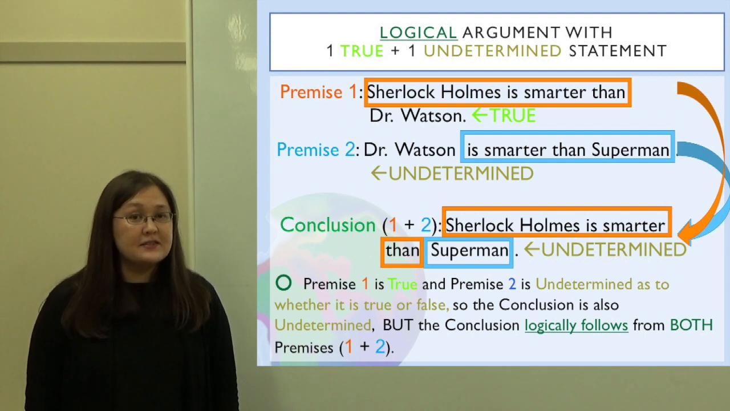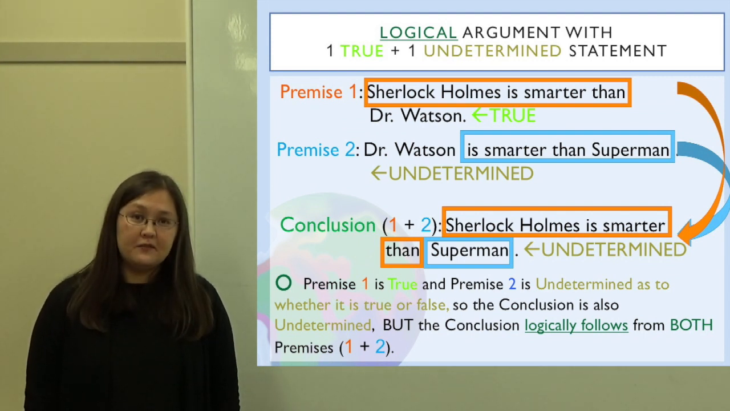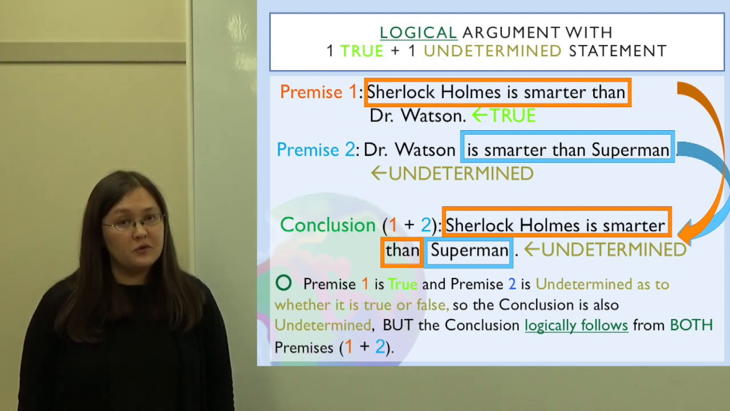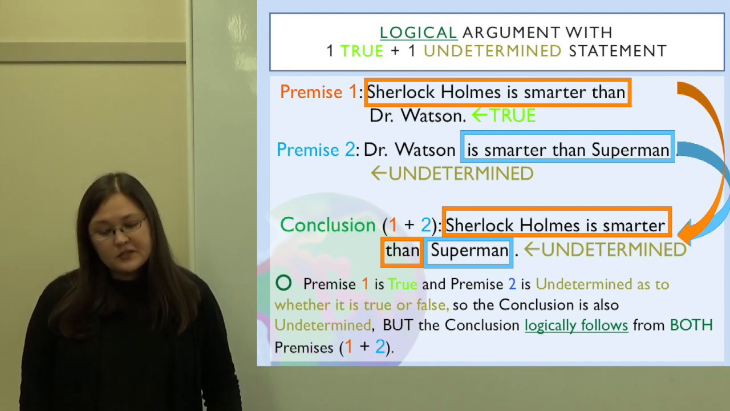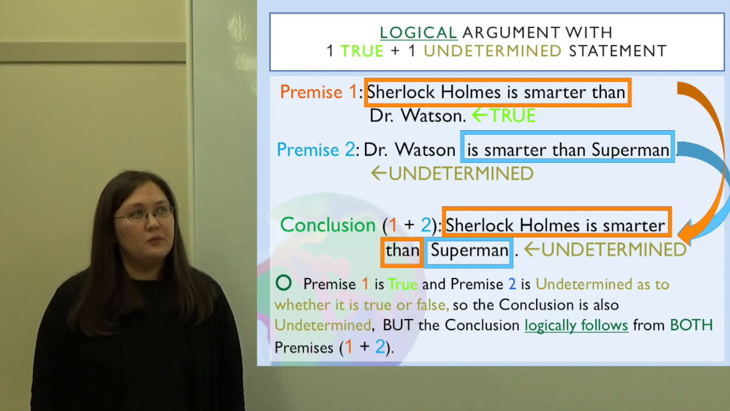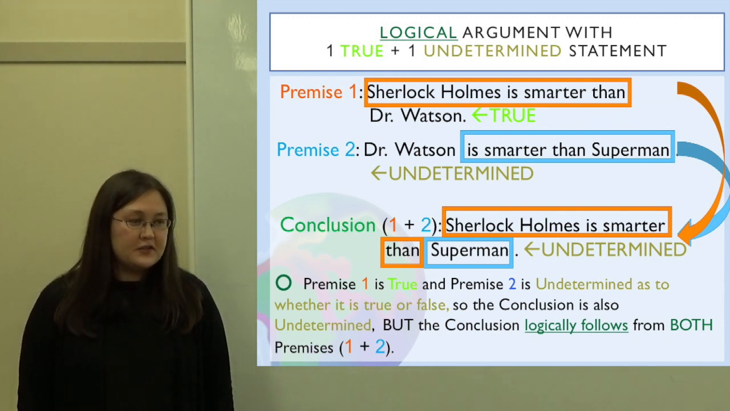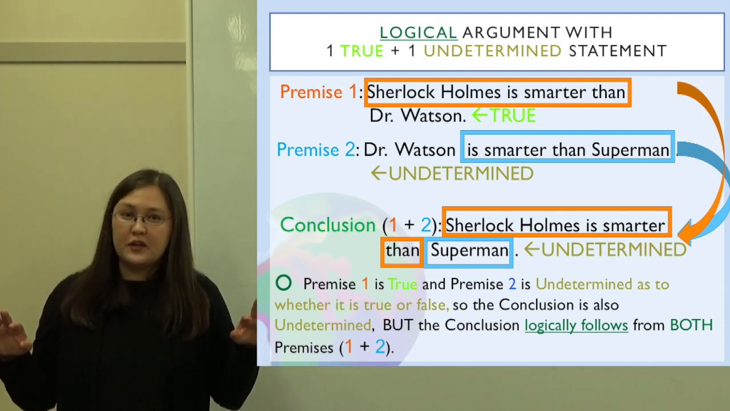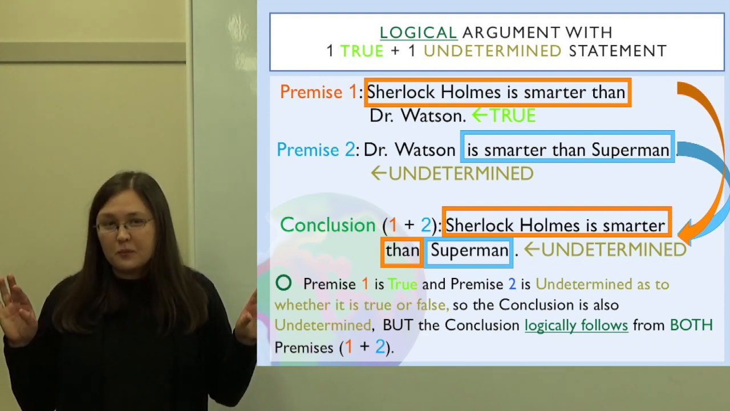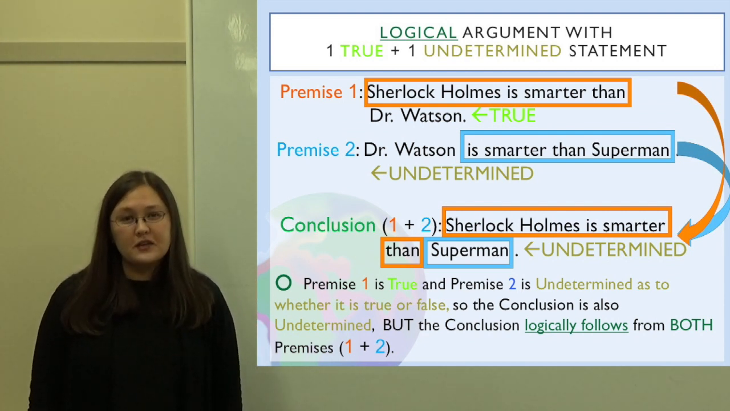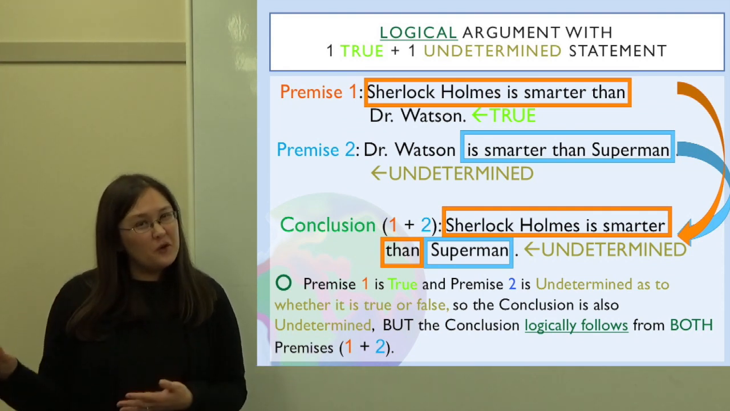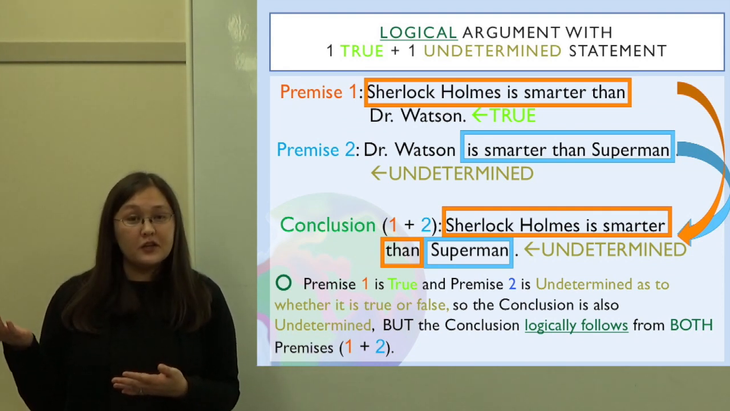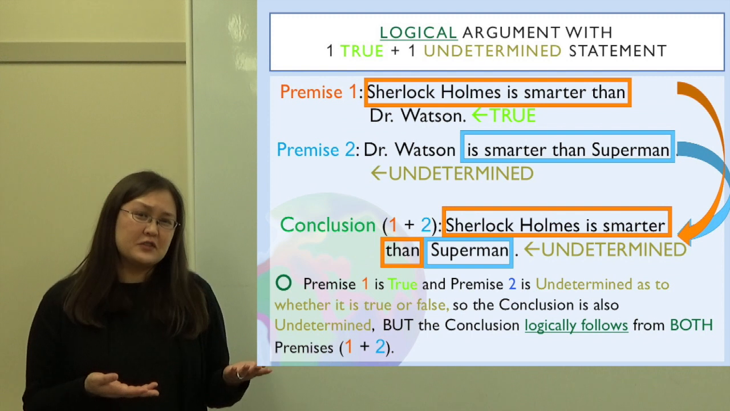So we could say this is a generally accepted fact, that Sherlock Holmes is smarter than Dr. Watson. The premise number 2 we have here, Dr. Watson is smarter than Superman. Well, Superman is from a completely different story. These characters have never met, they are not in the same world. So, is Dr. Watson smarter than Superman? Yes or no? Some people would agree, yes, and some people will disagree.